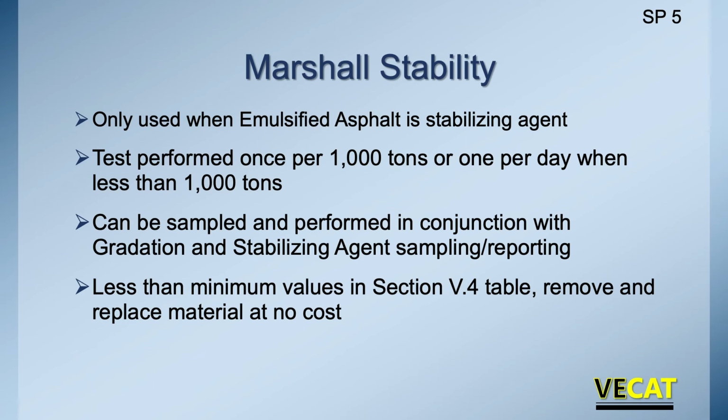We pull it off, we do our test. It can be sampled and performed in conjunction with the gradation and stabilizing agent sampling and reporting. So it's randomly selected between 1 ton and 1,000 tons. We grab a sample. Between 1,000 and 2,000, we grab a sample. And that can be combined with our gradation checks. And we're looking, again, that the less than minimum values in Table 4, we're going to remove and replace. So as I show you Table 4 in just a moment, if it gets too weak, we remove and replace.